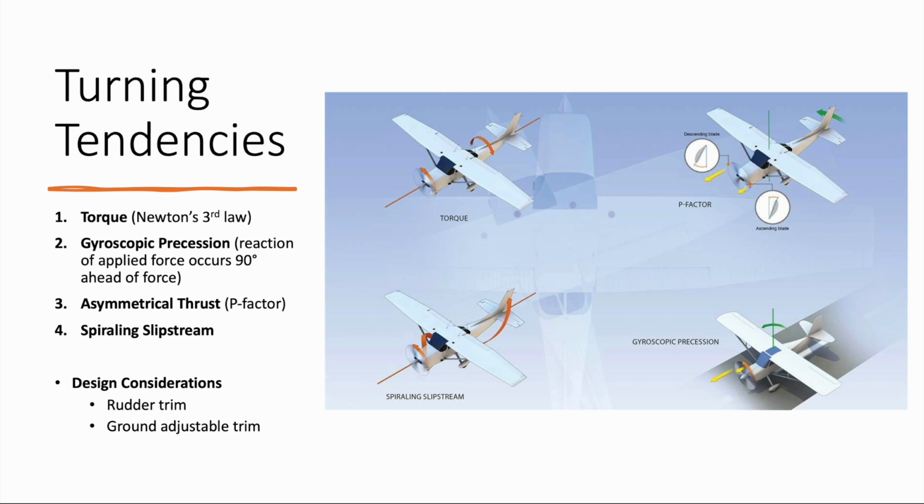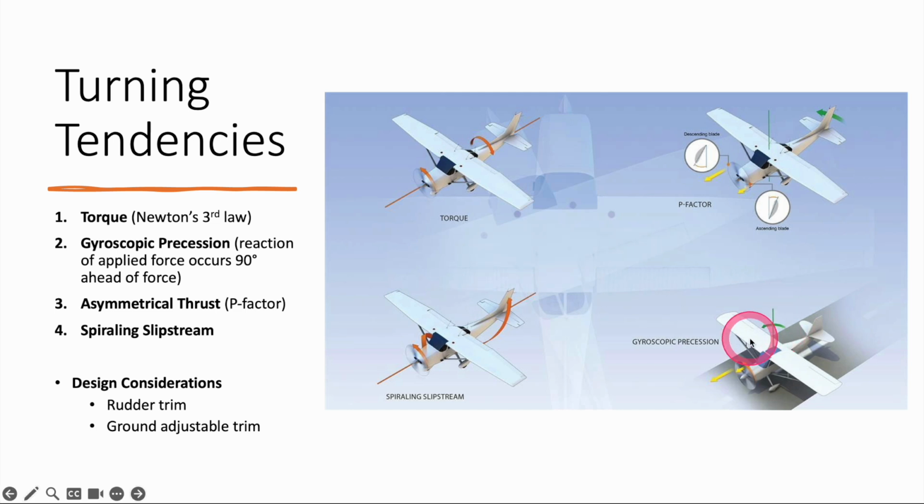Next is spiraling slipstream. You have a giant fan in front of your airplane that's creating a spiral or corkscrew of wind around the plane. It eventually reaches and impacts the vertical tail surface right here and pushes it that way, causing you to yaw to the left.